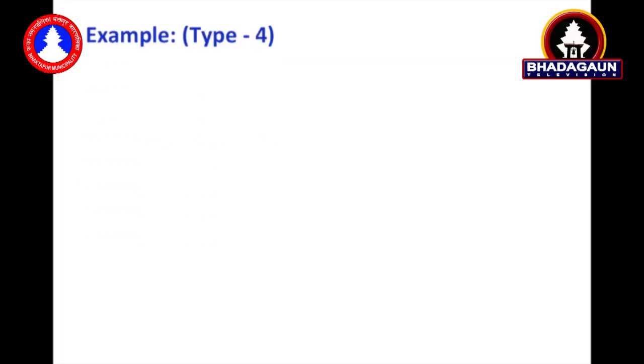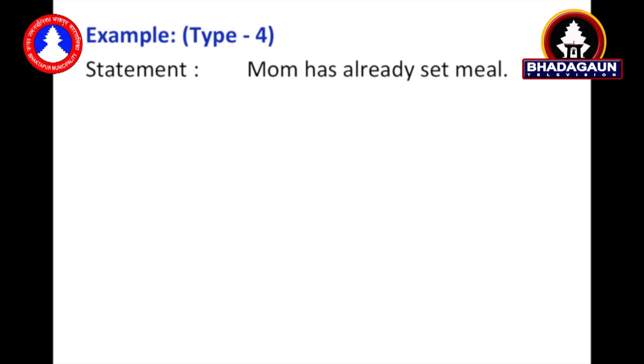This is example type 4. The statement is: mom has already set the meal. And students, make sure: do we have an auxiliary verb or not here? Yes, we have an auxiliary, that is has. And we add not next to has to make it negative. And this has is placed before the subject mom to make a yes-no question.